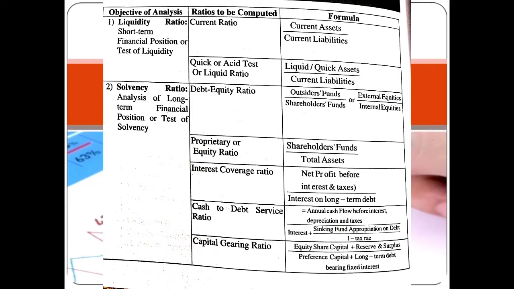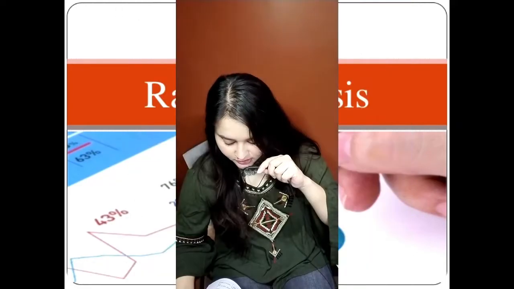Alright, I would now like to take a minute and share with you the summary of the ratios and the formulas: the current ratio, the quick or acid test ratio, and then the debt equity ratio. These are the formulas which I am sharing with you. They are very important from the examination point of view.